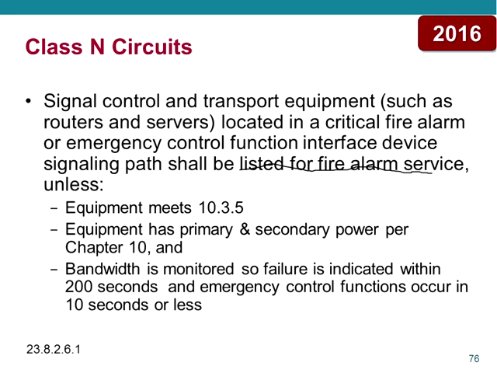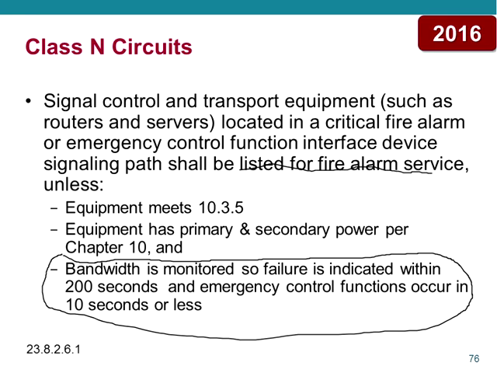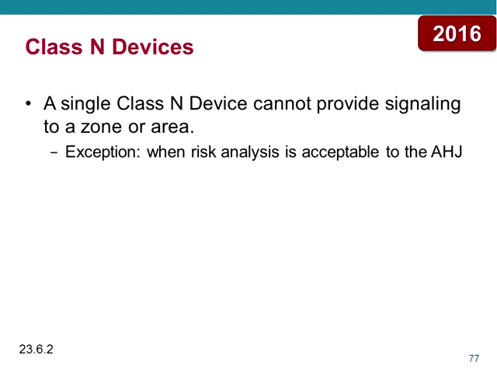And then the bandwidth is monitored, and actually this answers the question earlier. I'd forgotten about this slide. So a failure is indicated within 200 seconds, and emergency control functions occur in 10 seconds or less. So if I have a failure on a Class N circuit, I still need a trouble. So I forgot this was in here. Apologies, but that answers the question that was brought up about supervisory and trouble.